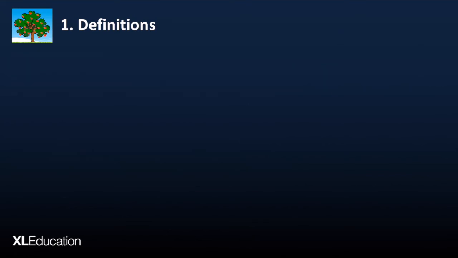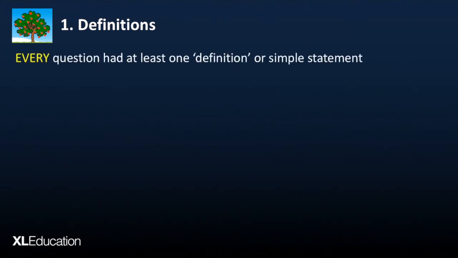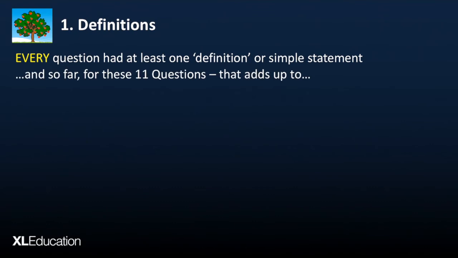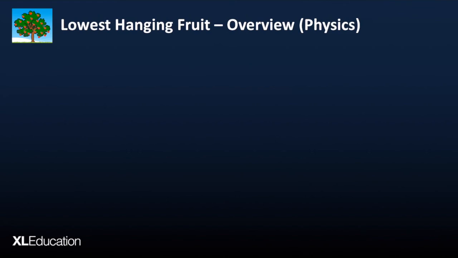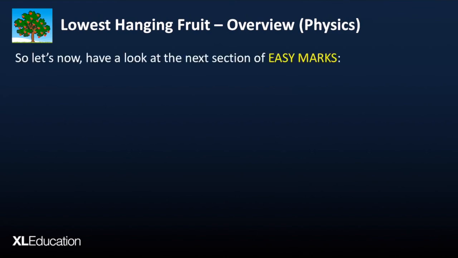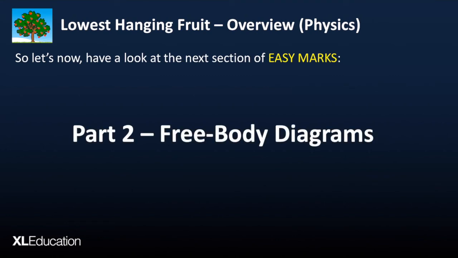Now, guys, we have seen that every question had at least one definition or simple statement, and so far for these 11 questions, that adds up to about 24 marks, which is almost 16% out of 150. But not only that, there is another section where we can also get some easy marks, which is now on Freebody Diagrams. Let's have a look at Freebody Diagrams.